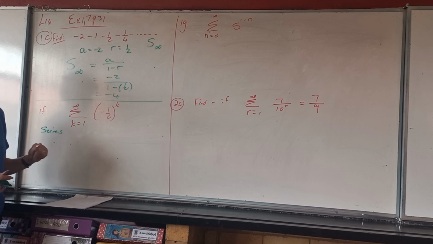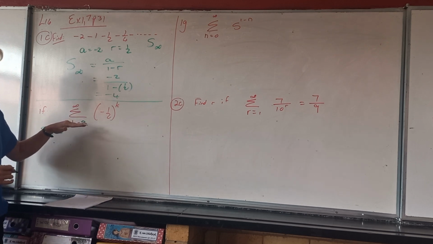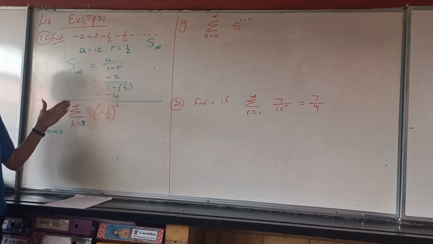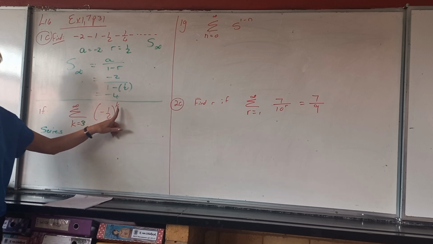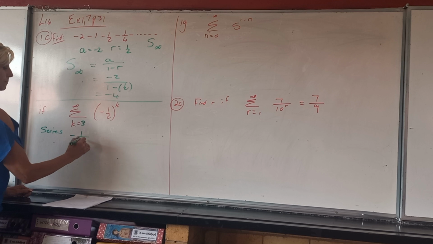Here k is 3. Thank you. So if it's 3, is there less numbers? Sum of how many terms? It's still infinity. If you take 2 away, it's still infinity. It's going to be from 3 up to infinity. But the first term is when k is substituted with 3, and that answer would be negative 1 over 8.